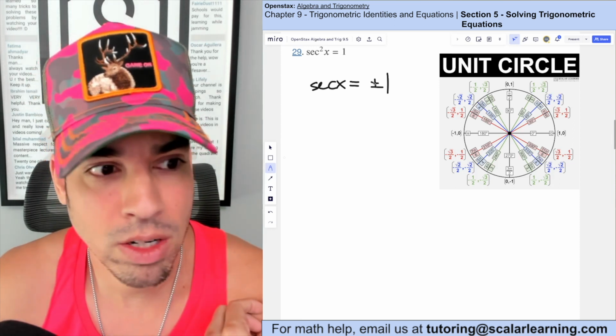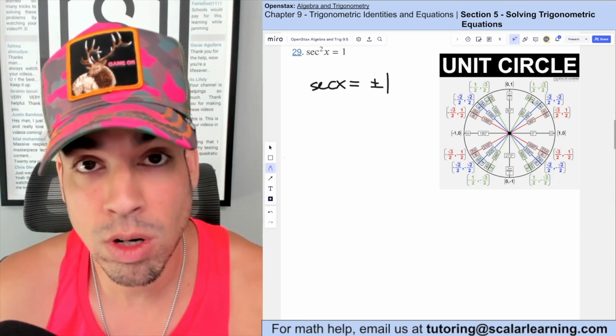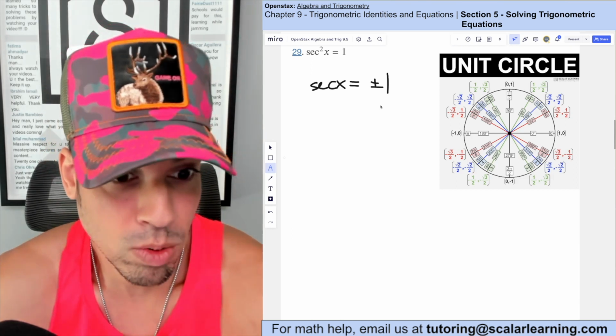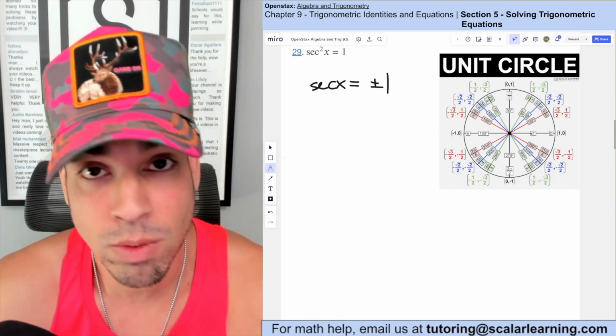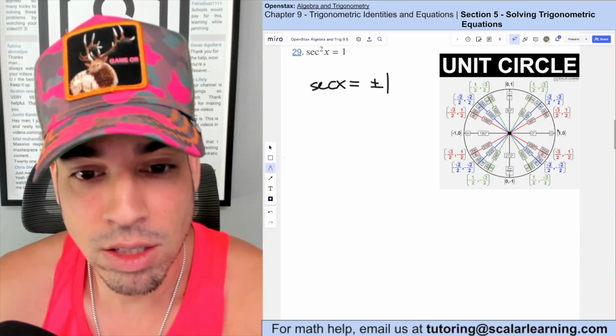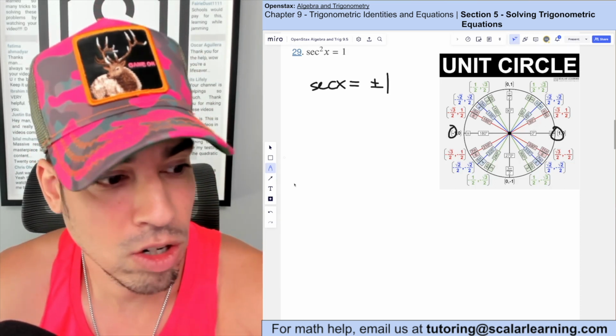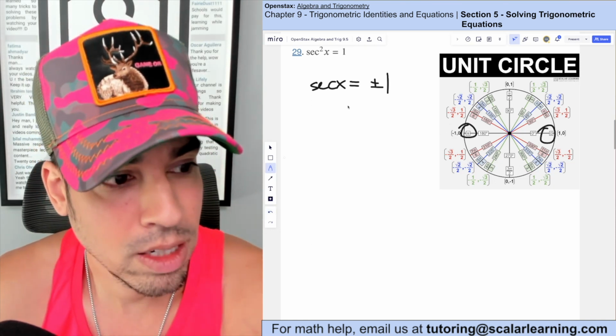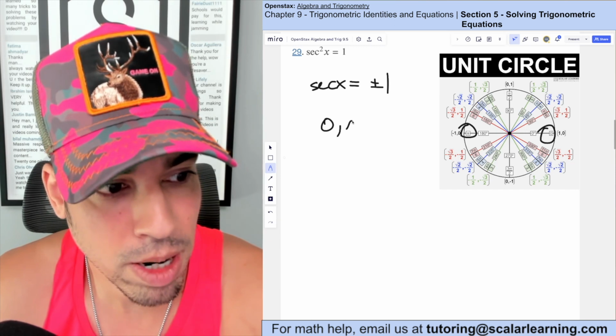Really what I'm thinking about is for what x values on the unit circle will the reciprocal equal positive or -1? Well, it's going to be wherever it equals 1 or -1, right? The reciprocal of 1 is 1. Reciprocal of -1, -1. So I got two spots. I got here and here, and the corresponding angles are 0 and pi. So my answer for this one is 0 or pi radians.